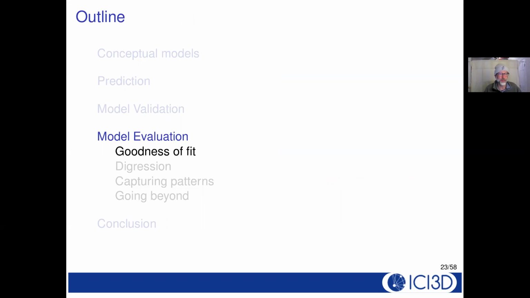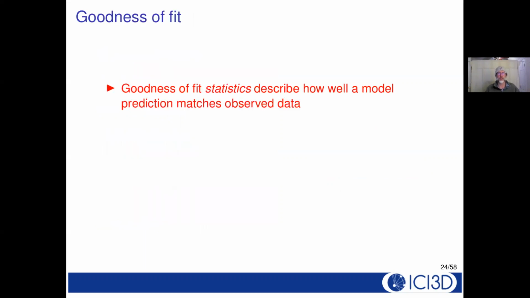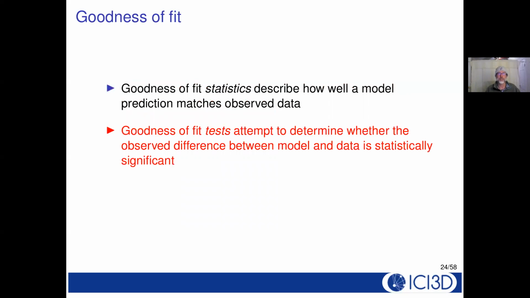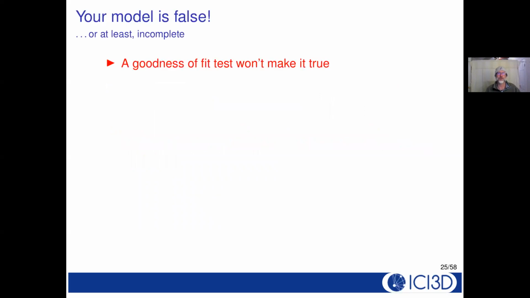So one common method of evaluating model fits to the real world, which I think can be dangerous, is what's called goodness of fit. So a goodness of fit statistic is something that describes how well a model prediction matches observed data, and I have no objection to goodness of fit statistics. My concern is with goodness of fit tests and with using goodness of fit tests in a hypothesis testing framework. So the question is, is the observed difference between your model and the data statistically significant? And I'm going to argue that that's always the wrong question, virtually always the wrong question.